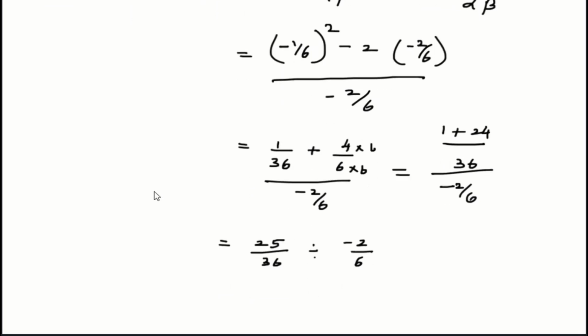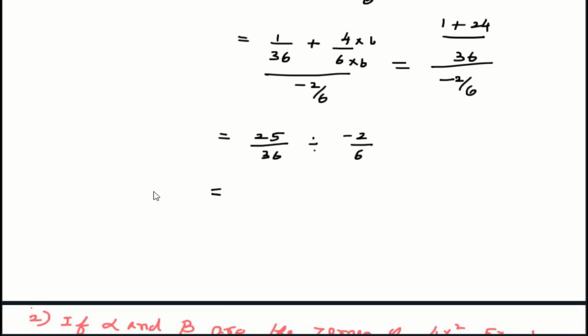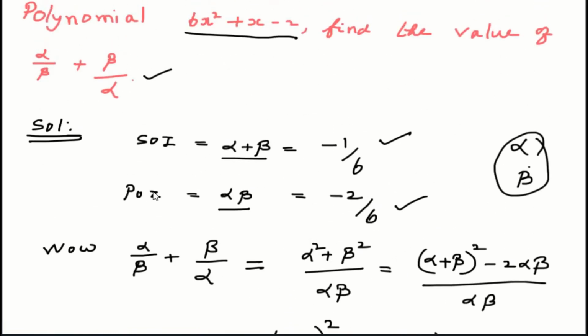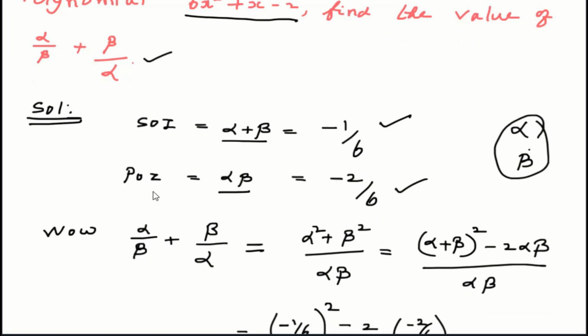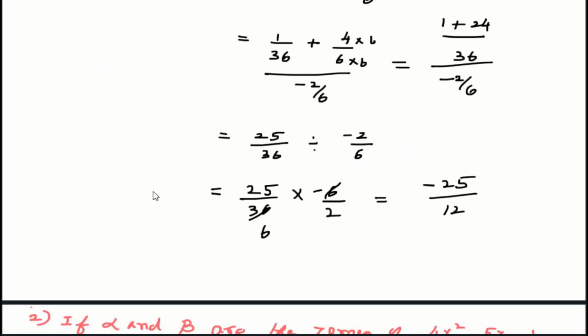Division becomes reciprocal multiplication, right? So 25 by 36 into 6 by minus 2, the negative being on the denominator only. So it goes 6 times, and it is negative 25 by 12. So I didn't find what is alpha, what is beta separately. I have made use of alpha plus beta and alpha beta because this is the only information known, and he didn't ask me to find alpha and beta separately. So I have made use of this and found the answer.